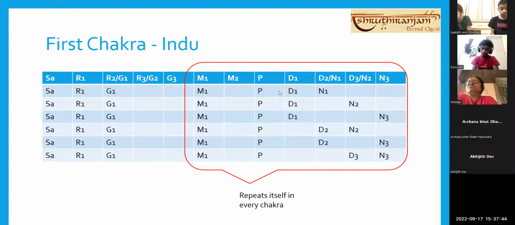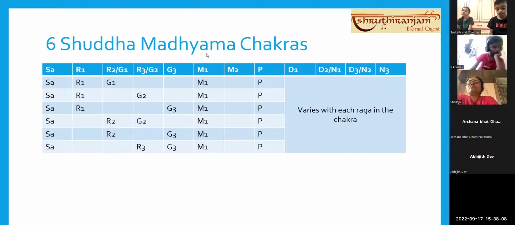Okay. When the same kind of combinations happen in Ri1 Ga1, the chakra changes. Ri1 Ga1 is your first chakra, Ri1 Ga2 is your second chakra, Ri1 Ga3 is your third chakra, Ri2 Ga2 is your fourth, Ri2 Ga3 is the fifth, Ri3 Ga3 is the sixth chakra. Okay, it changes like that. Now, like this, the first 6 chakras will be Shuddha Madhyama chakras with this kind of combination, what we have seen.